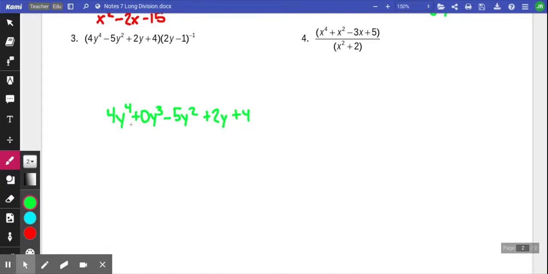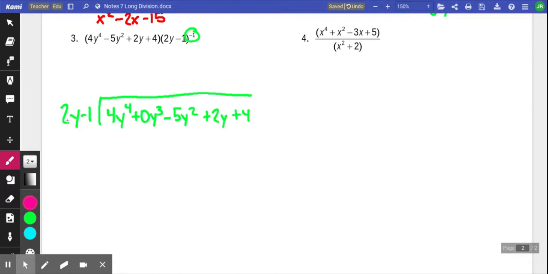So always a good idea to double check. So y to the fourth, y to the third, y to the second, y to the first, and then y to the 0, or just our constant. And we are dividing this by 2y minus 1. So it might not look like a division problem, but remember that a negative exponent takes the base and moves it to the opposite part of the fraction. So this is still just a long division problem.